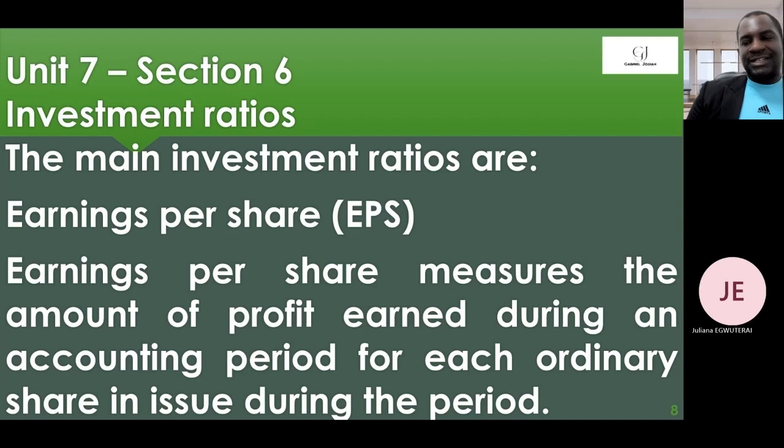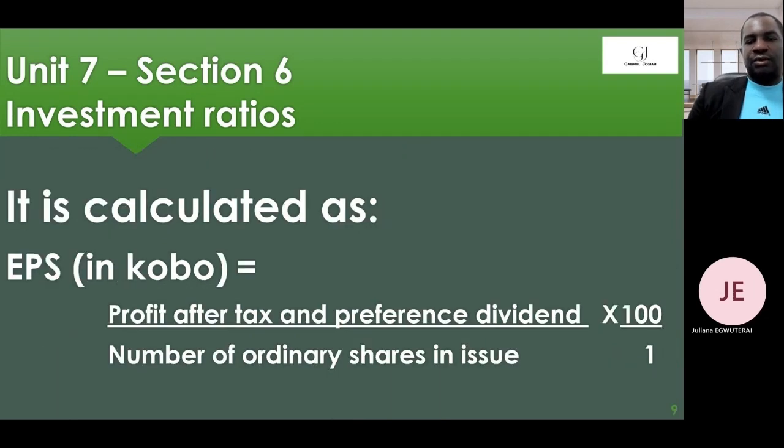It measures the amount of profit earned during an accounting period for each ordinary share in issue during the period. So earnings per share is telling you that after dividends have been declared from profits, how much does that profit earn you per share you have in that company. Once profit is declared every financial year and dividends are distributed to shareholders, the earnings per share you have in that company is what this ratio speaks to each period. The formula is clear on the screen.